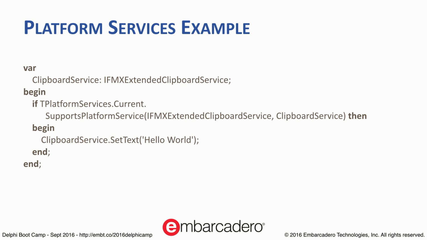So here's a code example of how you would use the platform services to access the clipboard. So you'd say if TPlatformServices.Current, so that's the current platform services, SupportsPlatformService, and we tell it the interface here, which is IFMXExtendedClipboardService. And then in this case, we want to get an instance back, so we give it a reference to that interface. Then we'll use that reference we got back because we know it supports it since we said if. Then we're going to say ClipboardService.SetText. So you can set text, you can get text. Those are typical things you'll do with the clipboard service.